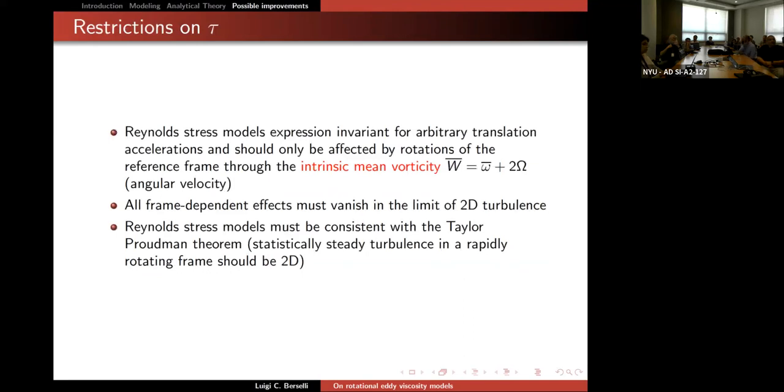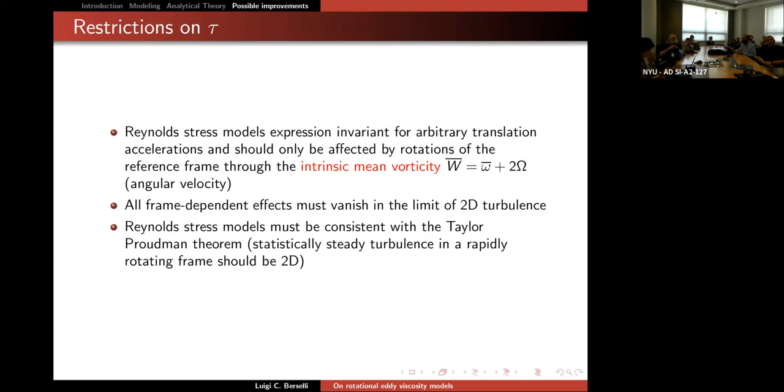What is known is that the Reynolds stress tensor can depend on the vorticity. Capital omega is the rotational velocity of the system. So the Reynolds stress tensor should be invariant for translations, but should be affected only by this quantity in case of rotation. So it can depend only on omega plus the rotation of the system. If you have other quantities, these are not consistent with the fact that you are writing equations which are different in different systems of reference.